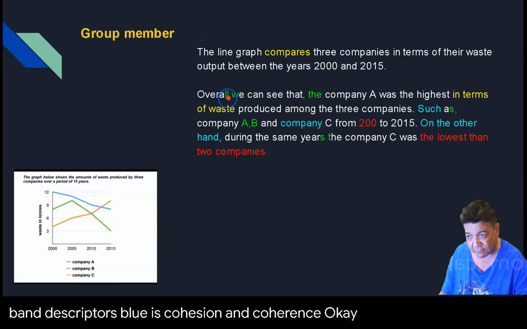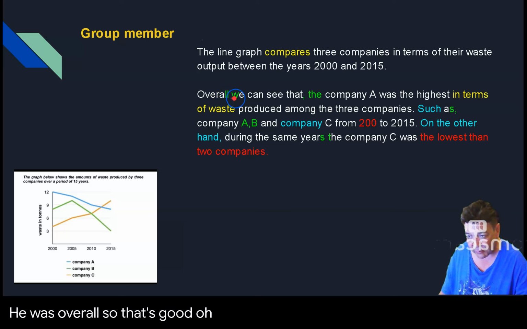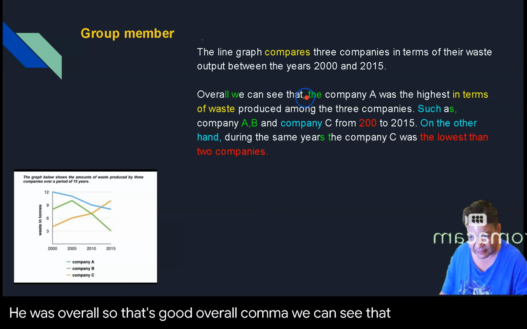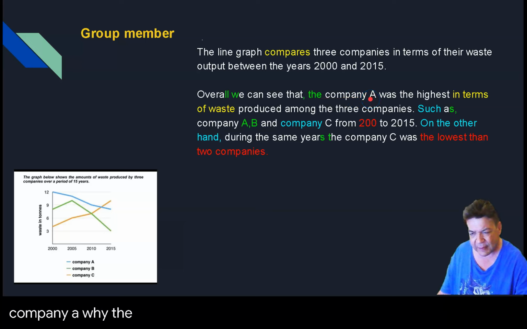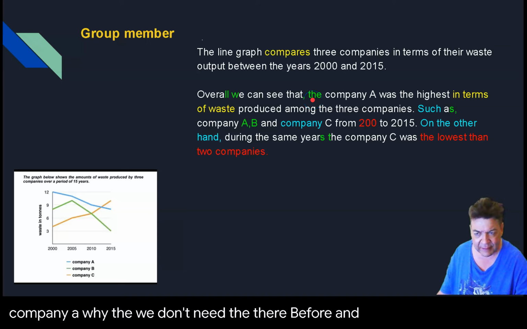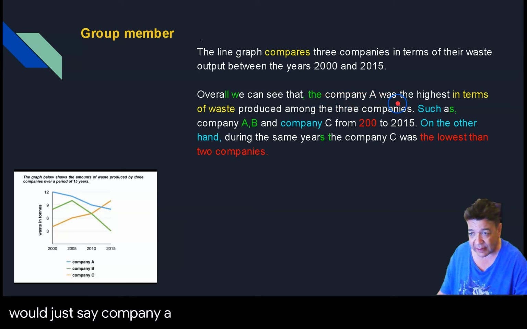Okay, overall, after overall, we're going to need a comma. You should start your overview with overall, so that's good. Overall, comma, we can see that, no comma there, so move that comma over there, that the company A. Why the? We don't need the there, because we haven't talked about it before, and it's pretty unique, but I would just say company A. That company A was the highest in terms of waste.